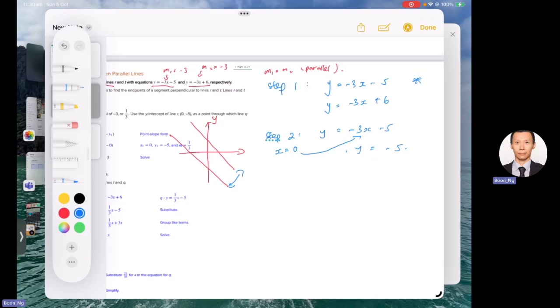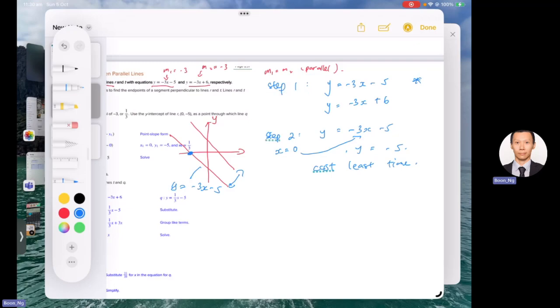Of course, can you look for any other points? You definitely can. But this approach is what I find the most direct, so it costs less time. Okay, so basically 0, -5 is this point, and y equals -3x minus 5 is this line.